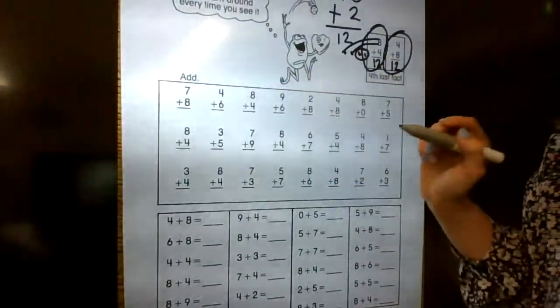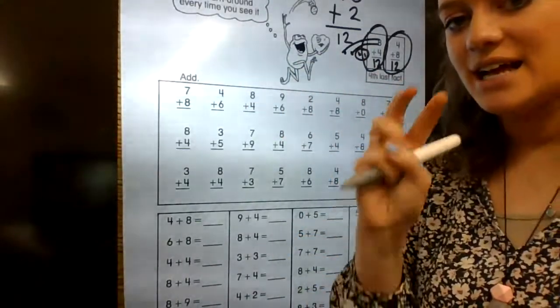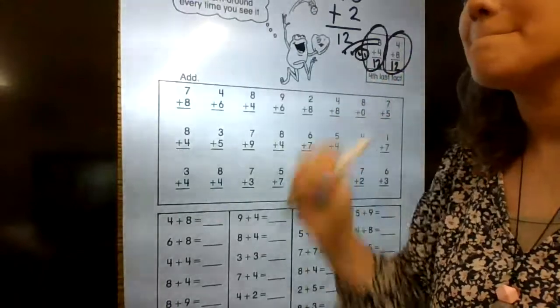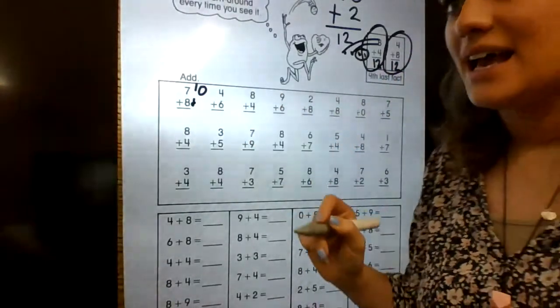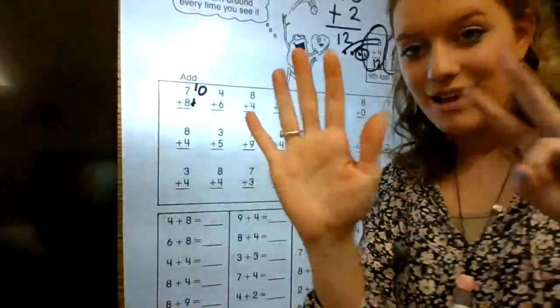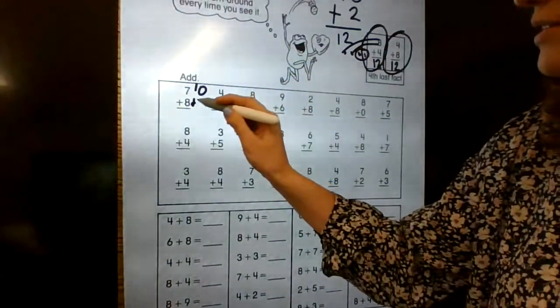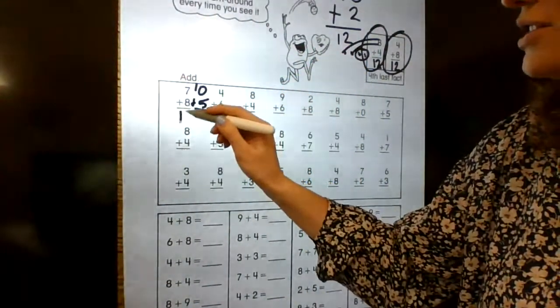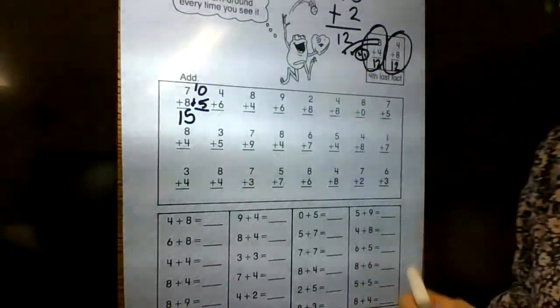7 plus 8. If I'm at 7, how many does it take to get to 10? 8, 9, 10. It takes 3 more. So then I have 10 plus, and I had to take 3 away from 8. So if I have 8 and I had to take away 3, I'm left with 5. So I'm going to do 10 plus 5, which is 15. And I'm just going to write down that answer underneath that first line.